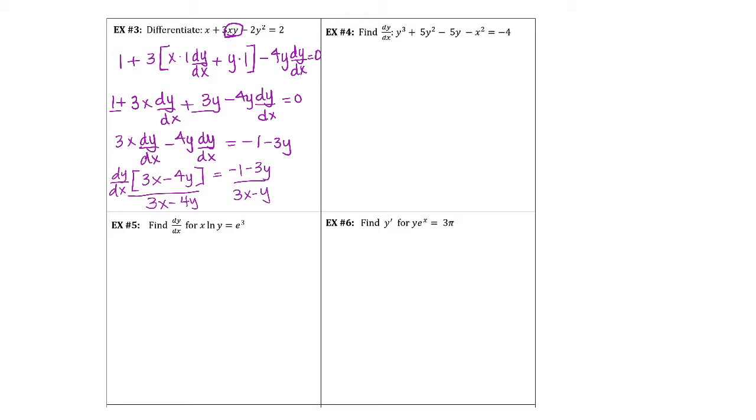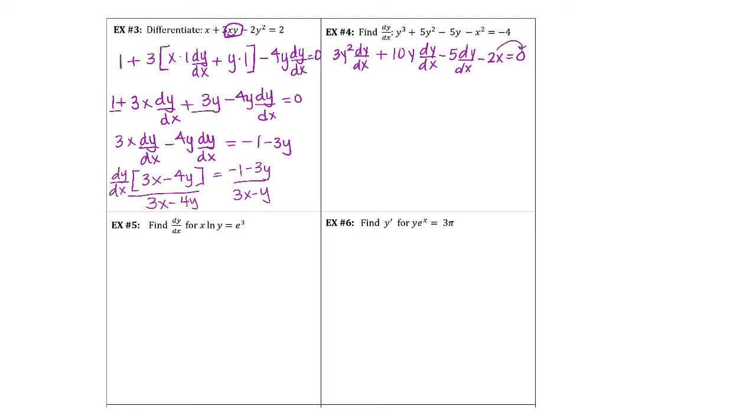Okay, number 4, more of the same. My gosh, what a problem. So let's see if we can't get through this. So we're going to have 3y squared dy/dx, and then we have plus 10y dy/dx minus 5 dy/dx minus 2x equals 0. Well, my gracious, all of those terms have dy/dx in it.